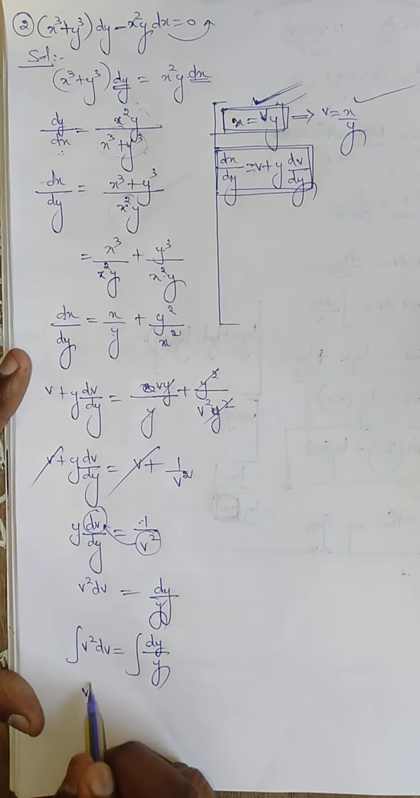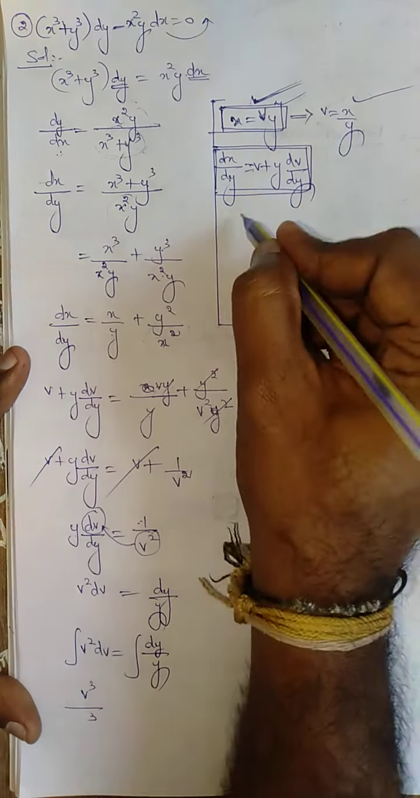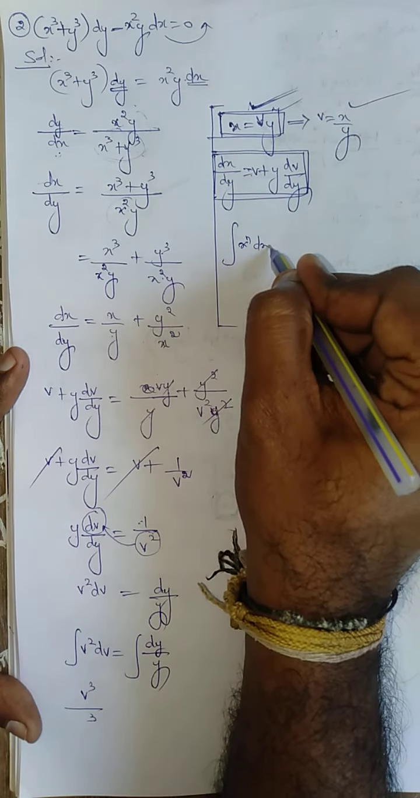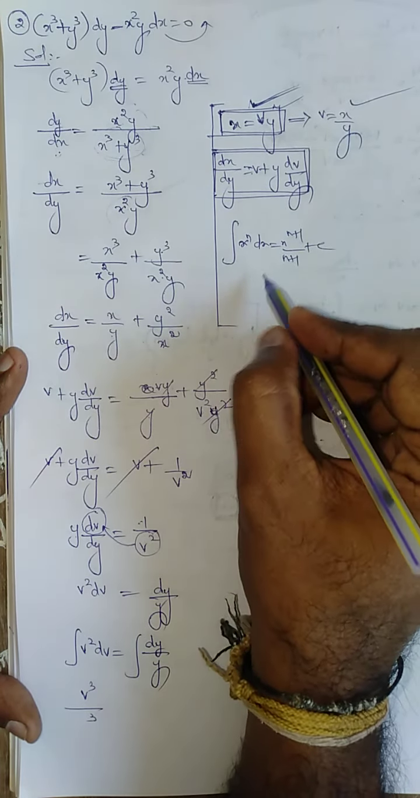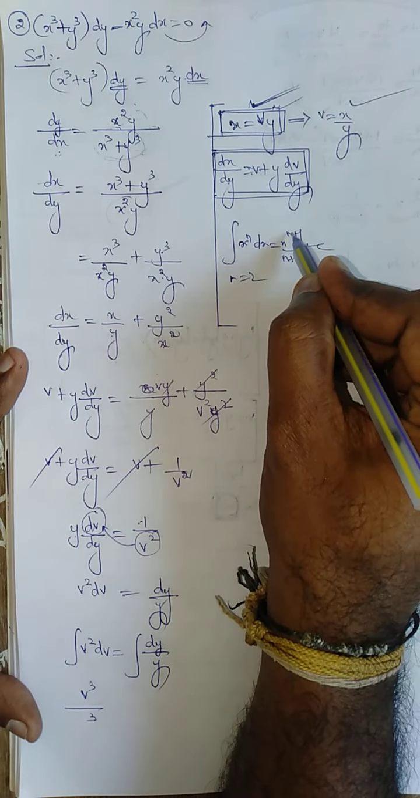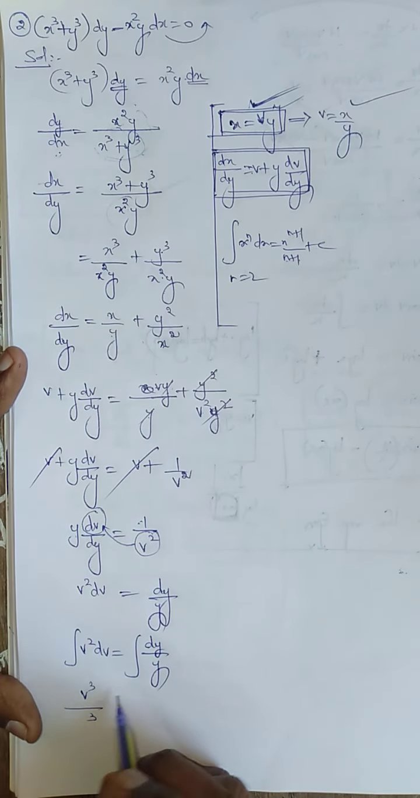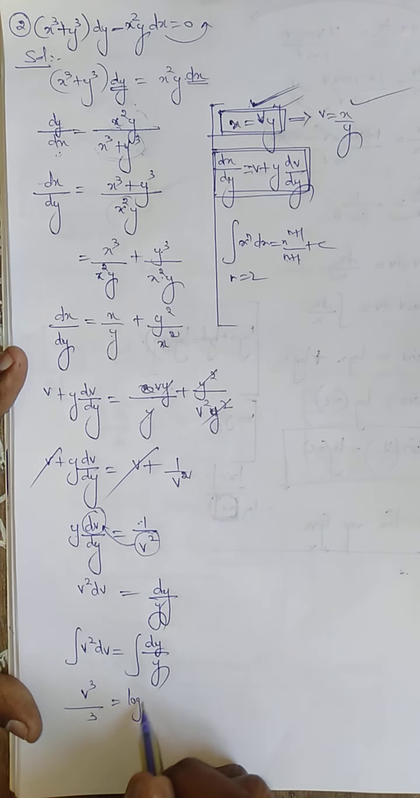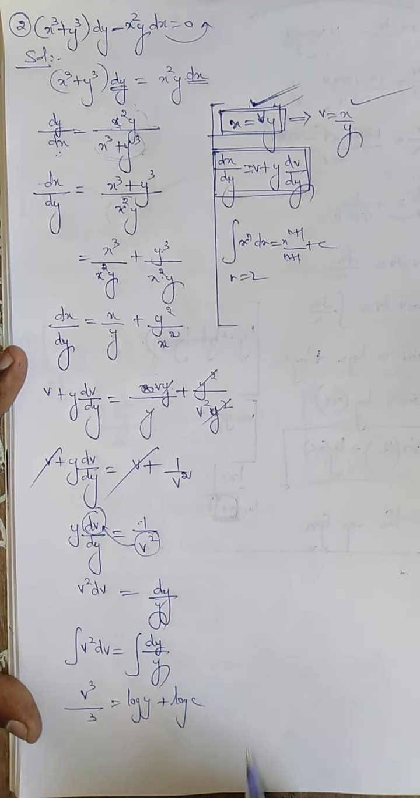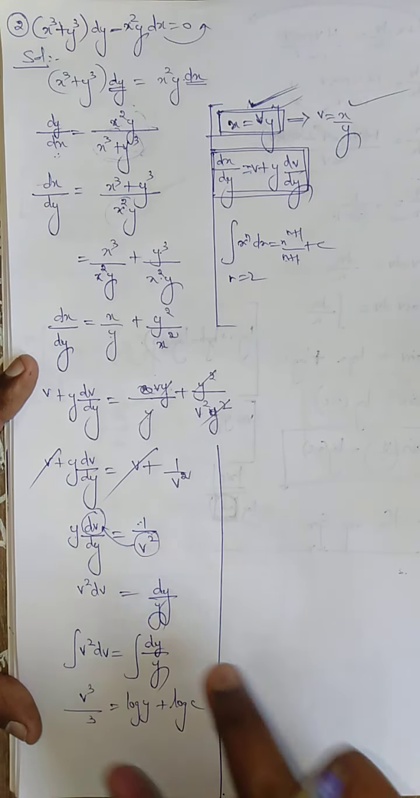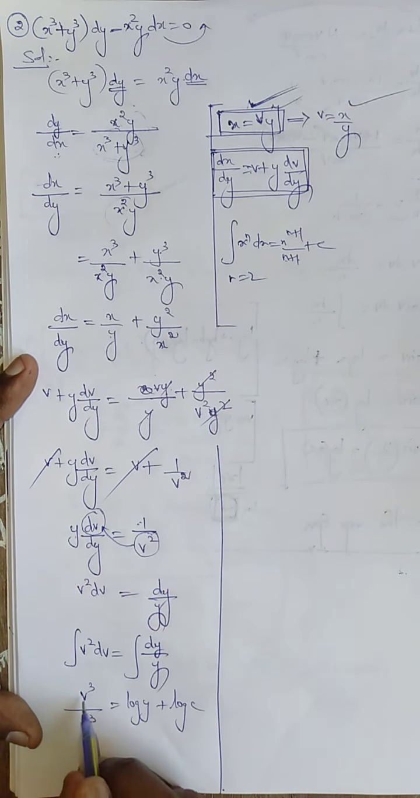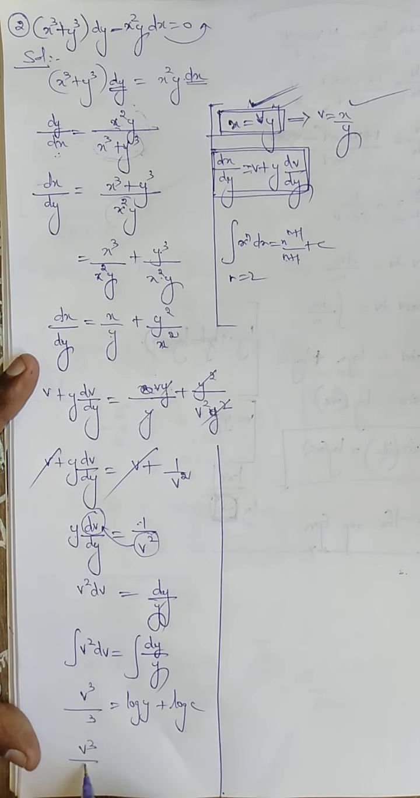You know the formula. v cube by 3. Integration of x power n into dx is nothing but x power n plus 1 by n plus 1, plus c. What is n here? 2. n is equal to 2, no. 2 plus 1, 3. So I got integration of dy by y is nothing but log y. Finally I need to add one constant, log c. I will do the remaining steps here. So v cube by 3 equals log y plus log c. That is, v cube by 3 equals log yc.